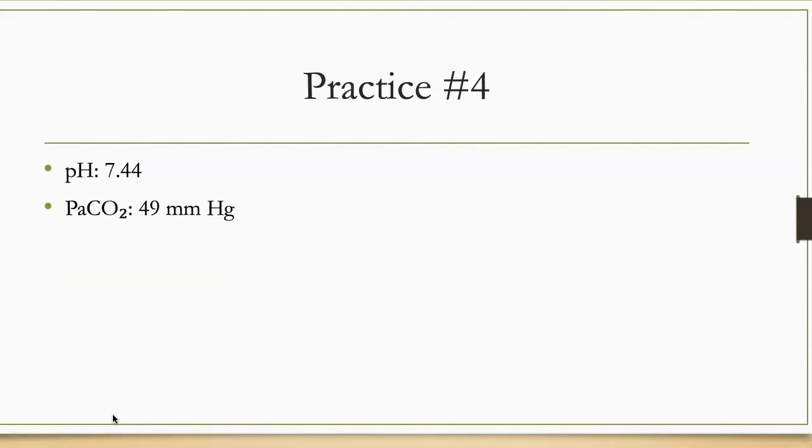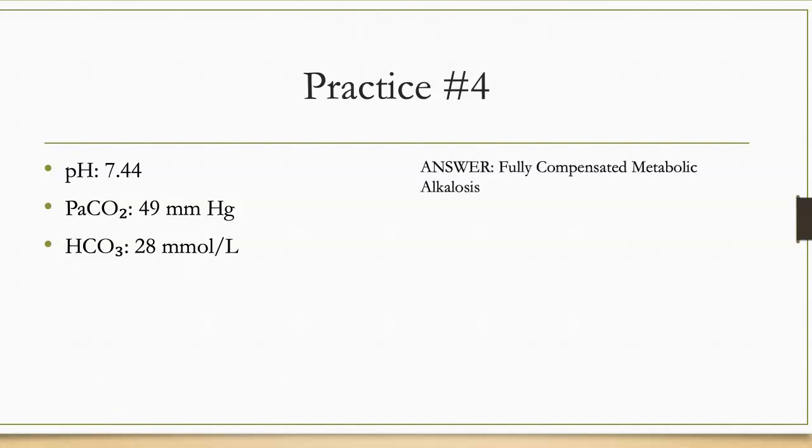All right, we are going to do 2 more together, and then we're going to do them separately in small groups. So for the pH, it's 7.44, which is considered normal. The CO2 is 49, which is considered acidotic. The bicarb is considered alkalotic. So the answer here, does anyone want to shout it out? That's correct. It's fully compensated metabolic alkalosis.